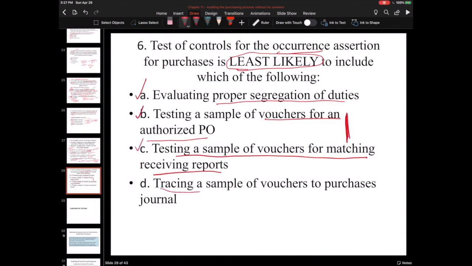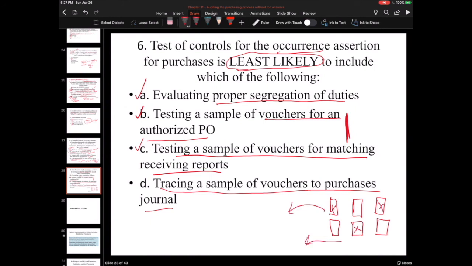All right, and tracing a sample of vouchers to the purchases journal. Okay, this does sound like a test of completeness because it sounds like I have the voucher packet, right? As in I have the physical voucher packet, the supporting documents all together. And then I'm saying, okay, I want to take this one, and this one, and I want to trace them back into the journal/records. So this is completeness. Doesn't sound like a test of occurrence.